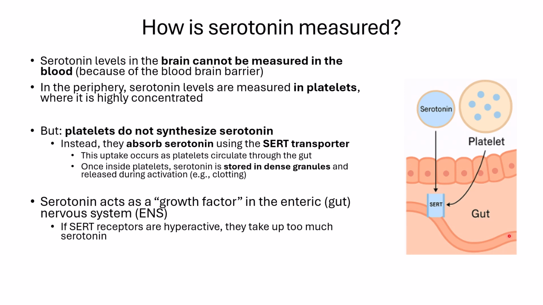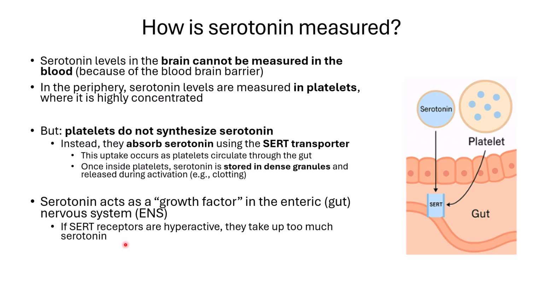Serotonin can act as a growth factor in the enteric nervous system. It is also known as the second brain, and this was really not popularized, but really put together very extensively in the work by Michael Gershon. He even has a book called The Second Brain about the enteric or gut nervous system.